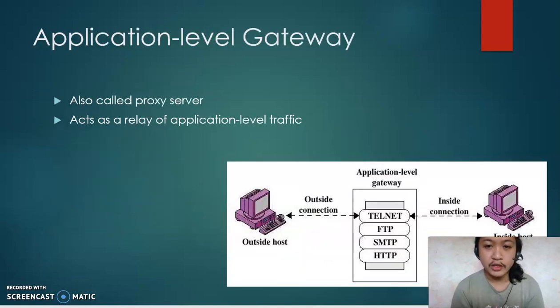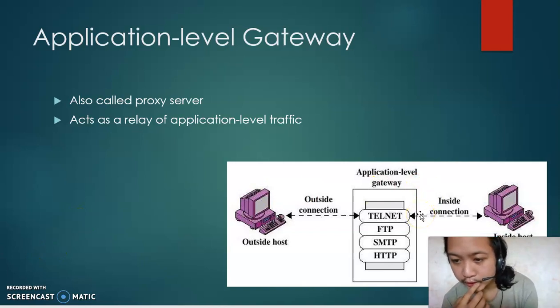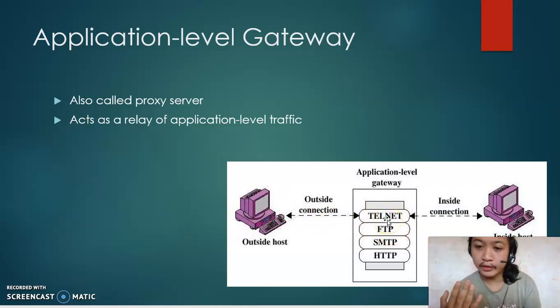Okay, next, the application level gateway, also called a proxy server, acts as a relay of application level traffic. As you can see, this illustration of the application level gateway shows the outside connection and the inside connection on the application level, Telnet. The application level gateway acts on the application level traffic, or the 7 levels of the network layers.